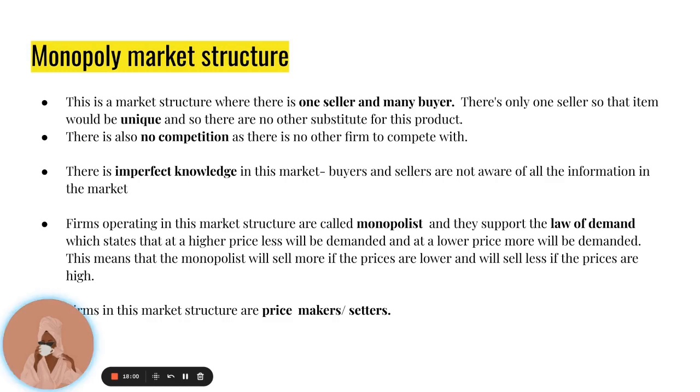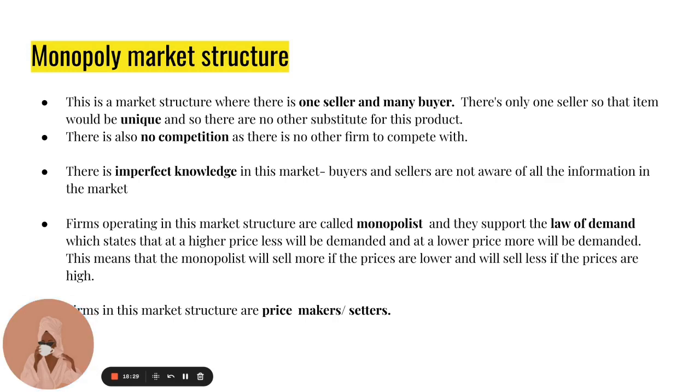And because of this, the whole idea of a unique product and one seller, there is no competition in this market structure. There is also imperfect knowledge in this market structure. So that means that buyers and sellers are not aware of all the information within the market. So prices can change and you may not even know. Yeah, that's a general understanding, an explanation of this.